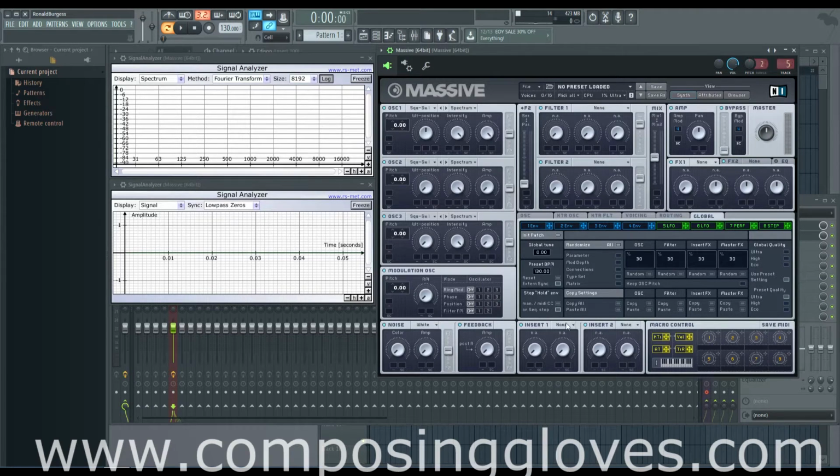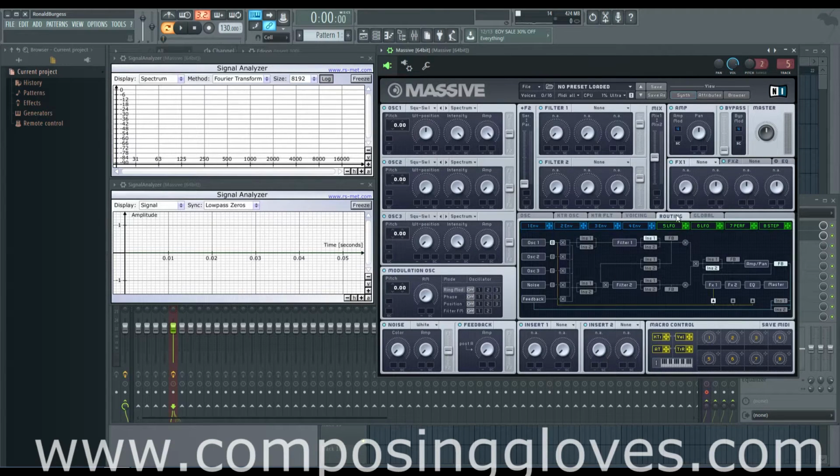So today we are going to look at the insert effects. If you go to the routing tab, you can put them in all sorts of different places in the routing tab. Where you put them in your signal chain will change how they affect your sound, or more accurately, what sound they affect. So, insert one, you have two of them.